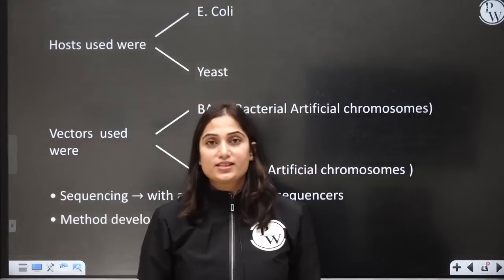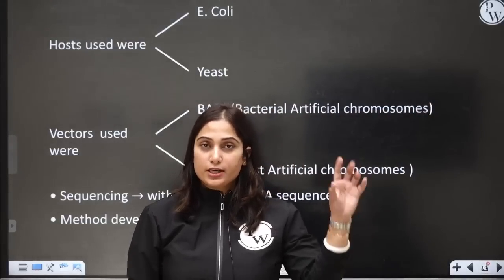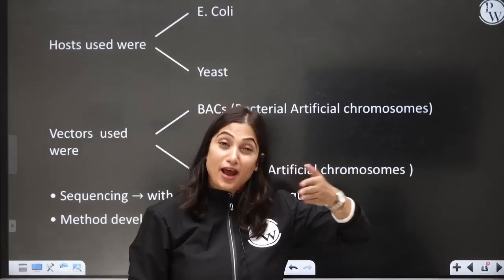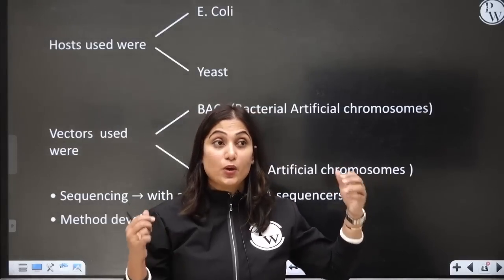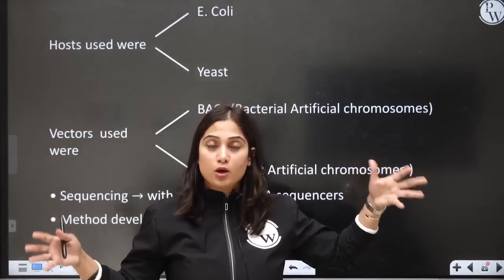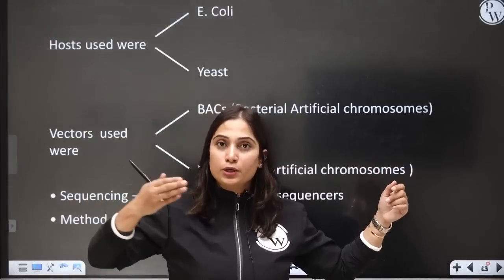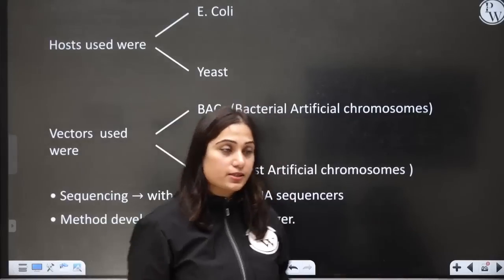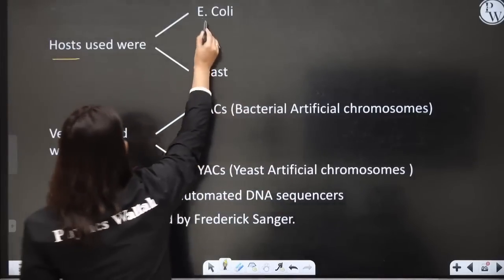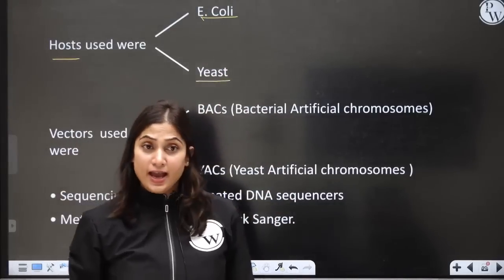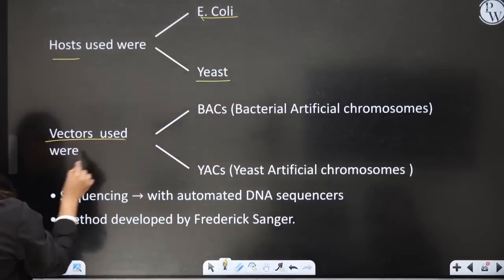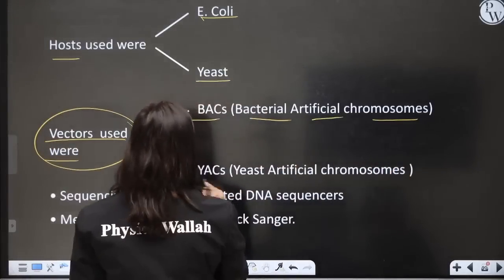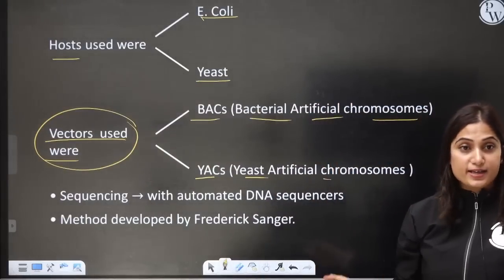Okay, so what was done for the Human Genome Project? First, DNA was isolated, and then it was broken down into fragments, because it is very difficult to deal with such a long length of DNA at one time. Each fragment was amplified to form several copies using a host, that is E. coli or yeast. The vectors used for the amplification of each fragment of DNA were bacterial artificial chromosomes and yeast artificial chromosomes, that is BACs and YACs.